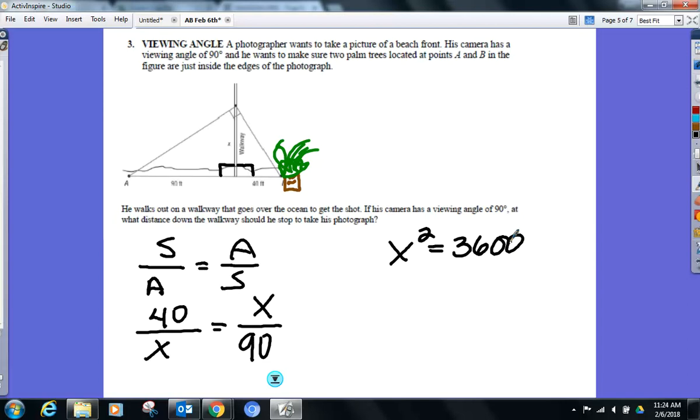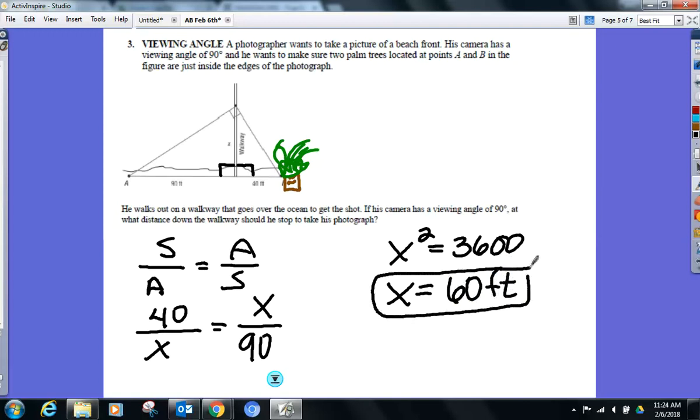And how far does he have to walk out to get that 90-degree shot? $60. Yes, I know we haven't really had an opportunity to talk about it, but if your problem has units, so does your answer, please. All right, 60 feet out on the walkway for the photographer. Or 20 yards, yes.